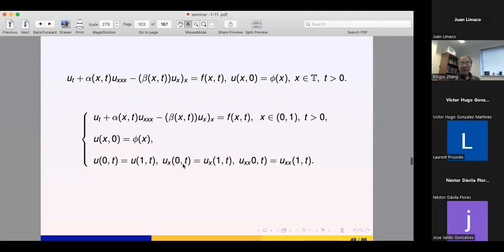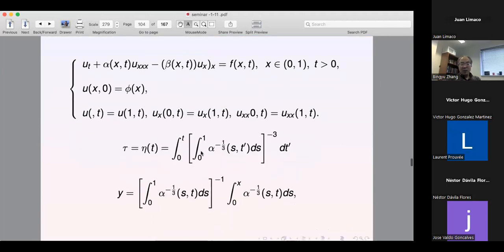Equivalently, we can rewrite it as the periodic boundary value problem like this: U(0,t) equals U(1,t), U_x(0,t) equals U_x(1,t), U_2x(0,t) equals U_2x(1,t). So this is the periodic domain T. This is basically the equation posed on the finite interval (0,1) with periodic boundary condition. They are equivalent, we know that. Okay. Next, we make a transformation.